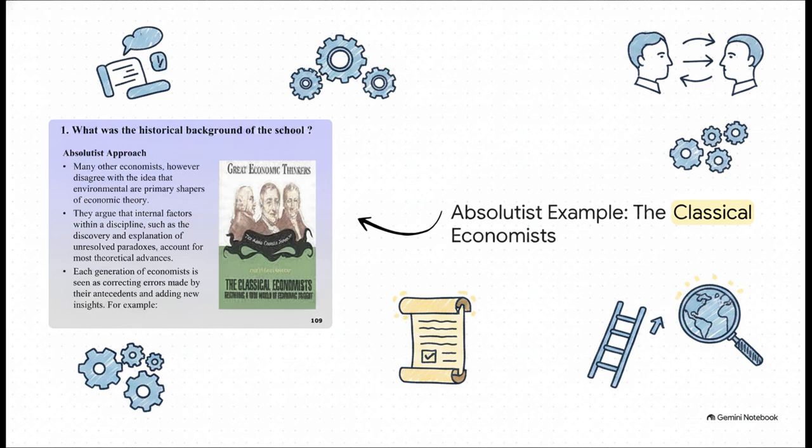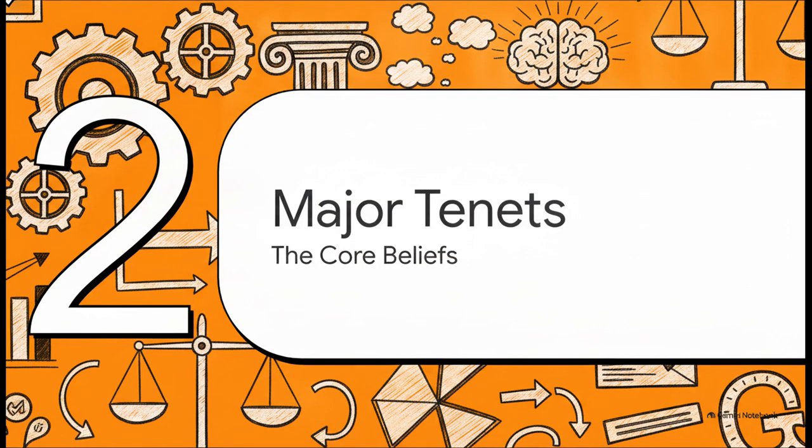Then later, Alfred Marshall of the neoclassical school comes along and corrects some of Smith's mistakes. Marshall integrated the concept of marginal utility to better explain how consumer demand drives price. This fundamentally improved our whole understanding of microeconomics. See, the theory just evolved internally. Right, that brings us to question 2, major tenets. This is where we look at the core beliefs of a school.